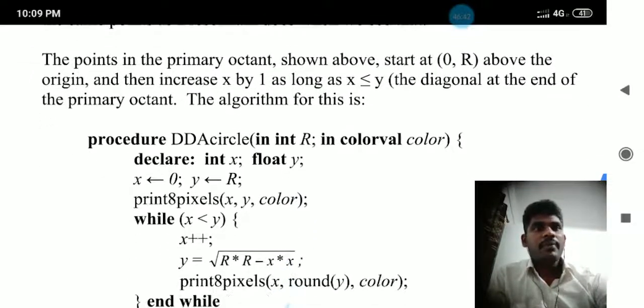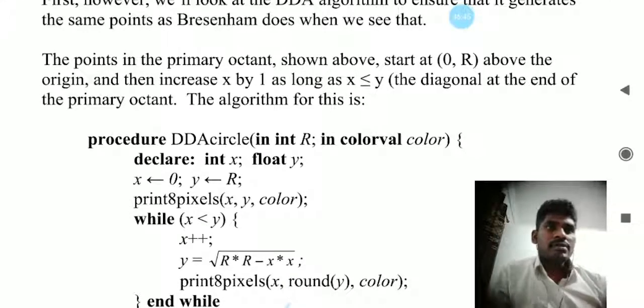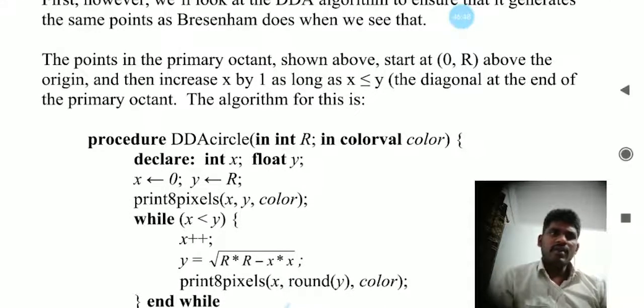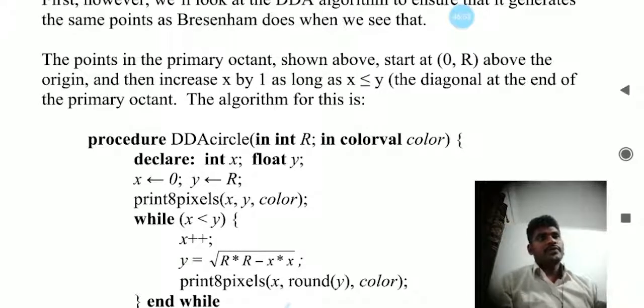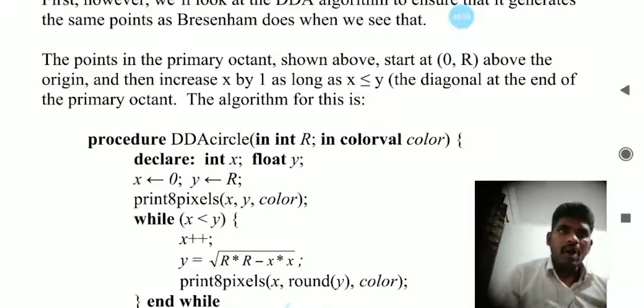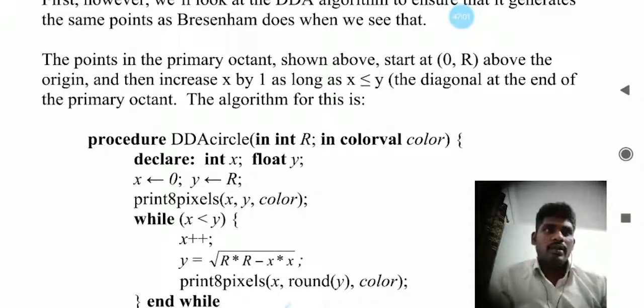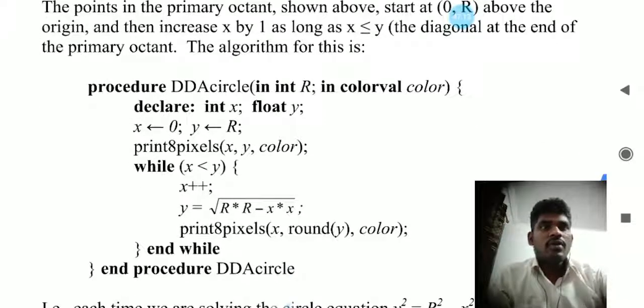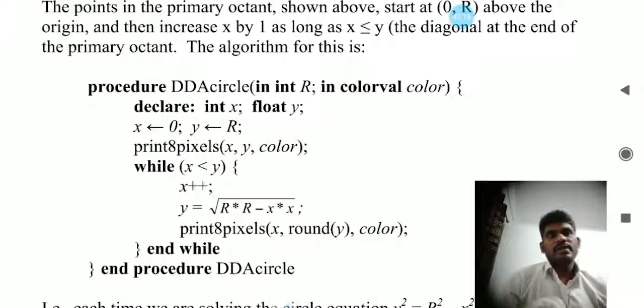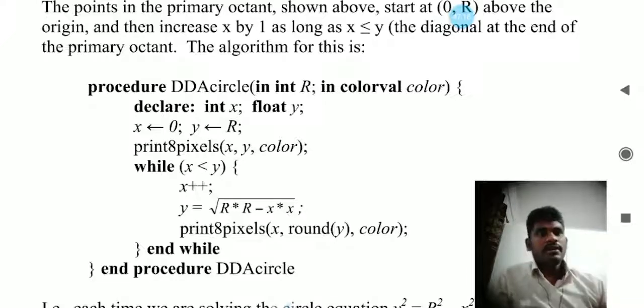Look at the point in the primary octant, starting at (0, r). What is the y value? r, the radius, is the y value. That's why, whether Bresenham's or DDA, x equals 0 and y equals r. So starting at (0, r) above the origin, x increases by 1 as long as x is less than or equal to y, at the diagonal at the end of the primary octant. So the x value always increases until x is less than or equal to y.